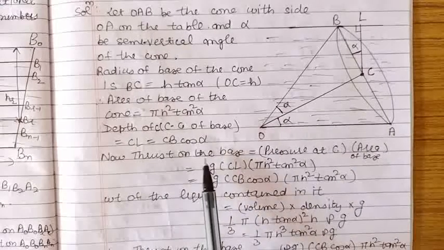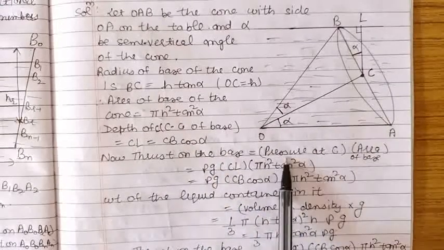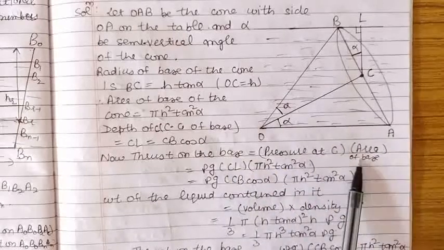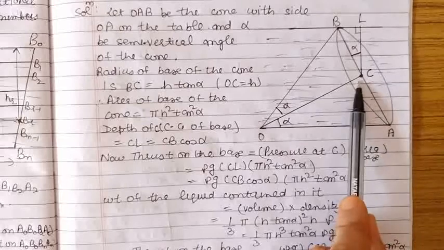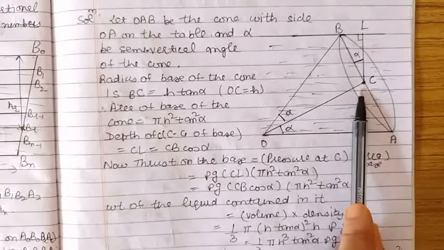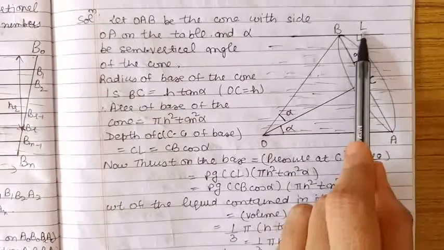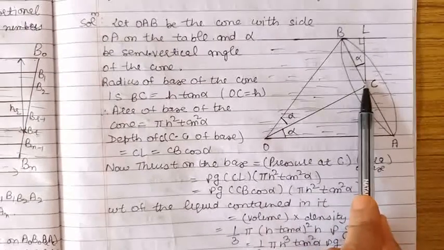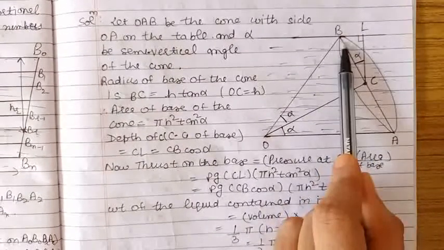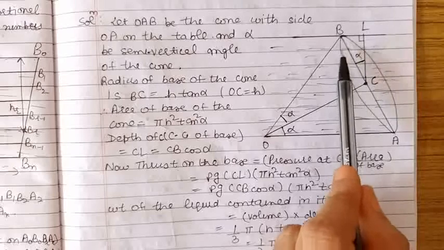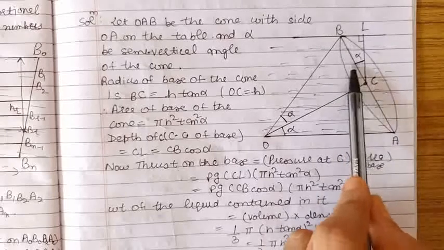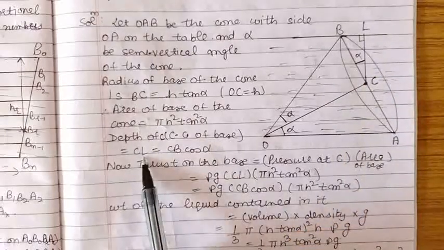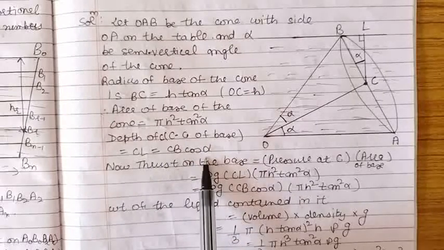Thrust on the base means pressure at its center of gravity into area of the base. Center of gravity of the base is C, and its depth below the free surface is CL. Now we can find CL from this right angle triangle. CL upon CB is equal to cos alpha. So CL will be CB into cos alpha.